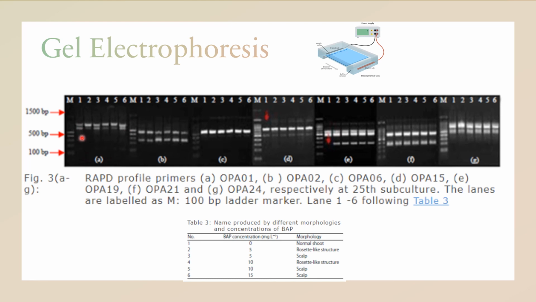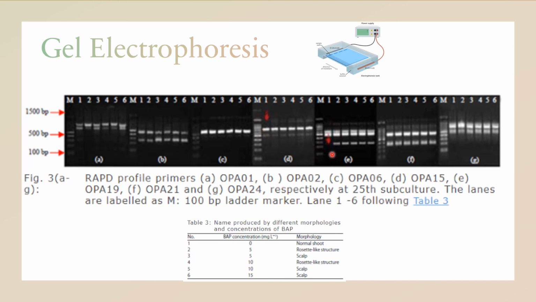Alright, so number 1, if you can see, it produced 2 bands, all of them produced 2 bands, with number 6 having a slightly different size compared to the rest. This actually signifies difference. Alright, so if you can see D for OPA15, all of the samples have a band on the top. It's a bit vague, but you can see at the top there is a band. But for sample number 1, which is the control, there is no band at the top. So that actually signifies variation.